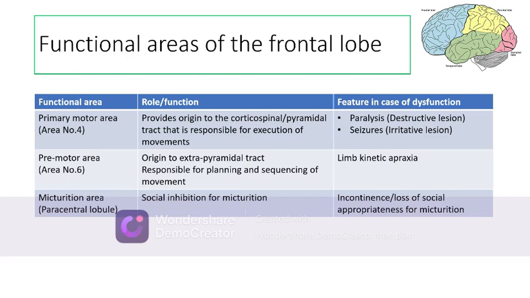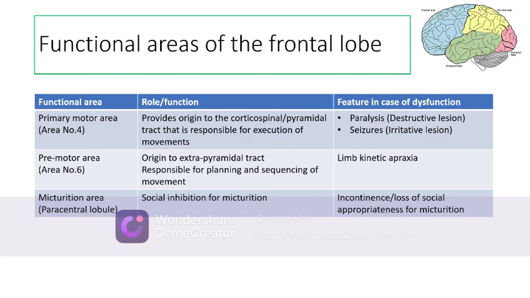The premotor area is area number 6, which provides the origin to the extrapyramidal tract. It is responsible for planning and sequencing of the movements. And if there is a dysfunction of the premotor area, the patient presents with limb kinetic apraxia. The apraxia is inability to perform a skillful task without any motor deficit. Patients of limb kinetic apraxia are unable to perform activities with their limbs, that is the hands and the feet, in spite of having the motor system completely intact. For example, they cannot button or unbutton their shirt, they cannot write holding a pen in their fingers, and so on.